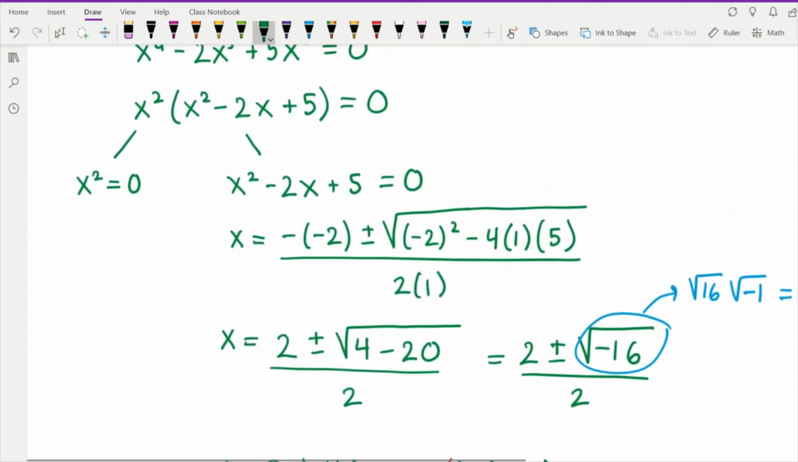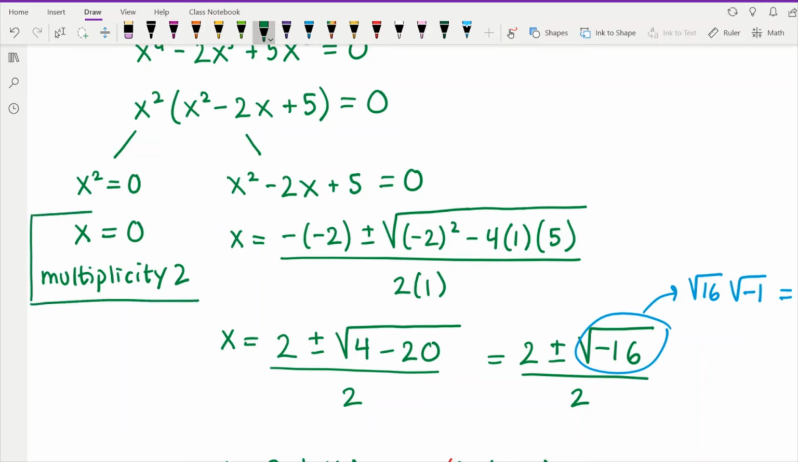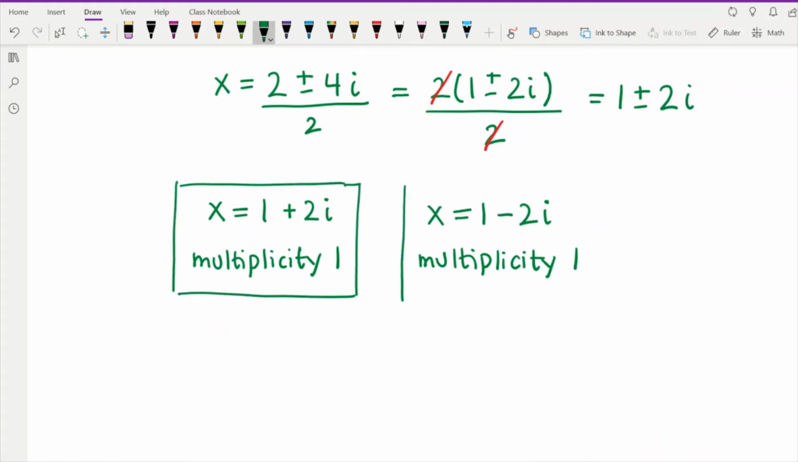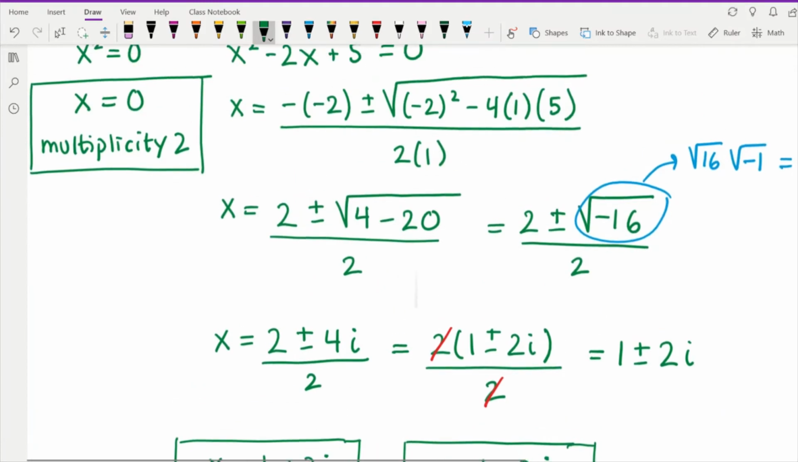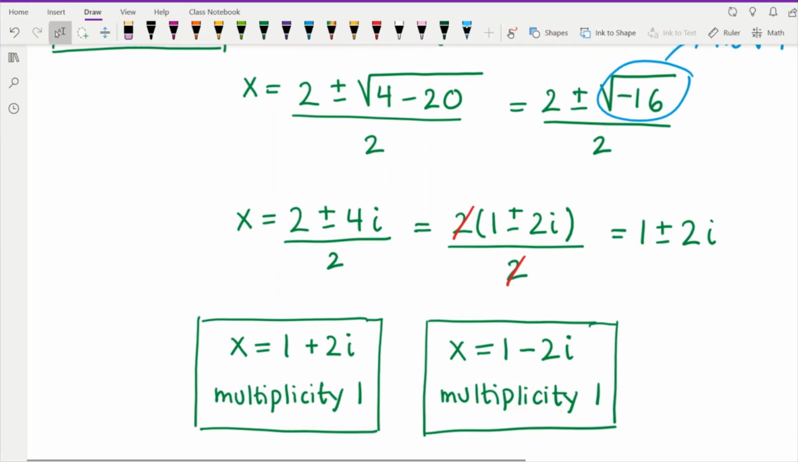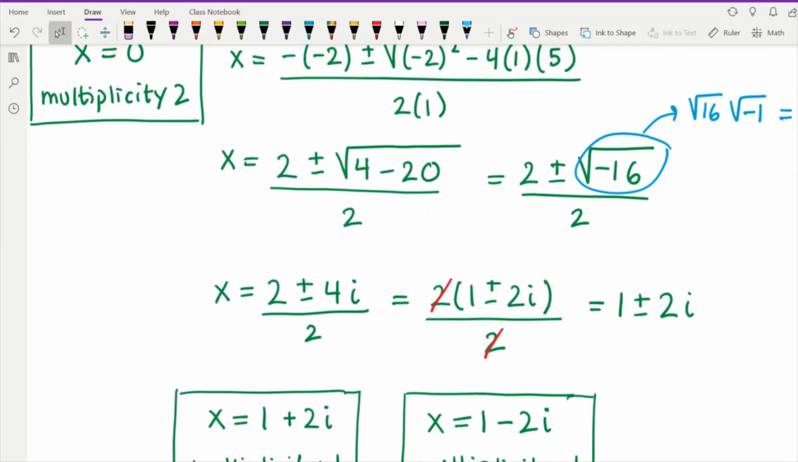And then going back to our other solution, we had x squared is equal to 0. So that tells us that x is equal to 0, and that solution has multiplicity 2, right? Because we had x squared. Okay, so I'm going to circle these up so that we can compare them. Now, remember in our last couple of videos, when we talked about zeros, we talked about them corresponding to x-intercepts. So we have 3 zeros, right? We got x is equal to 0, x is equal to 1 plus 2i, and x is equal to 1 minus 2i. Which ones of these are actually x-intercepts?